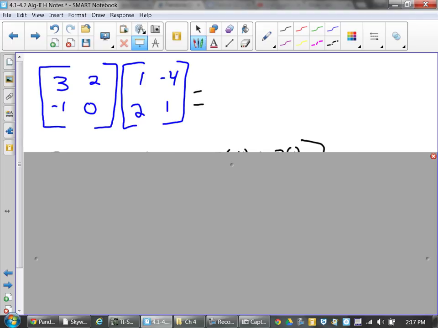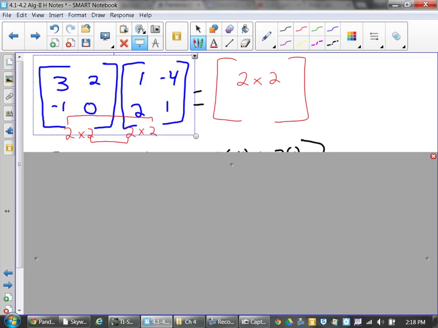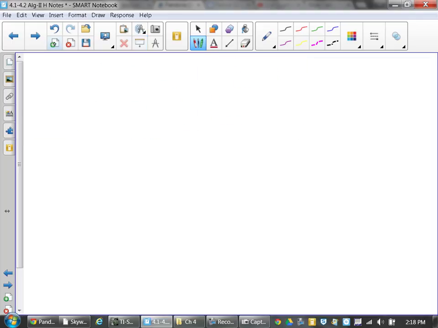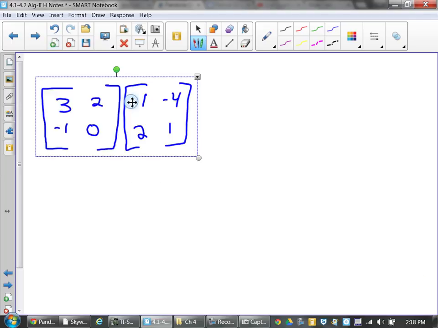What's that? That's just the dimensions of the answer. Okay? So this is a 2 by 2 matrix here, and I multiplied it by another 2 by 2 matrix. These two numbers are the same, so it's good, which means my answer is going to be a 2 by 2 matrix. But how you do it, we have to do a little bit of math. Math is hard.